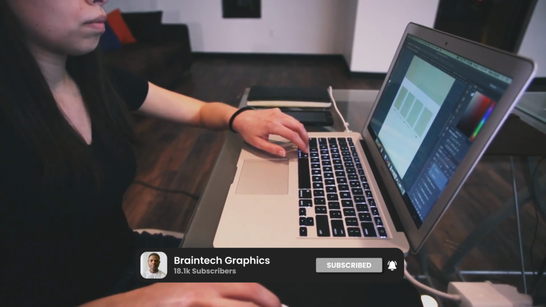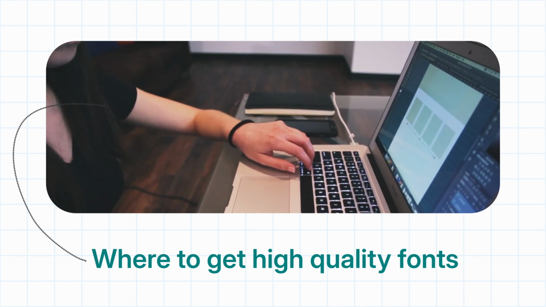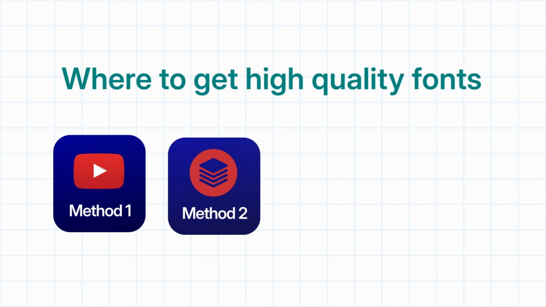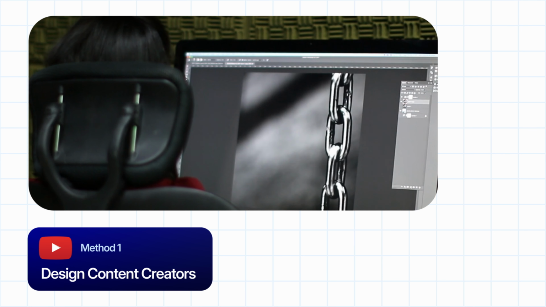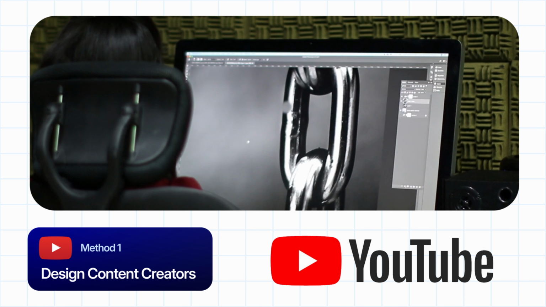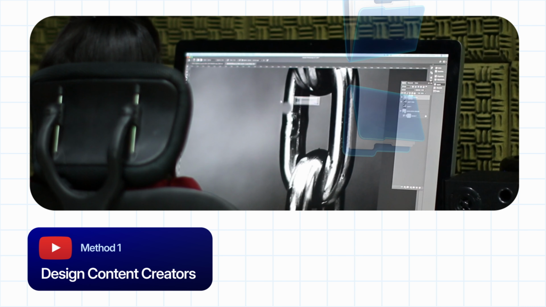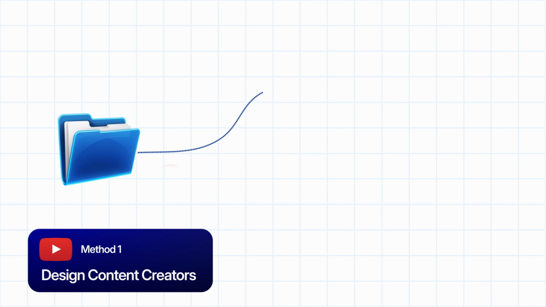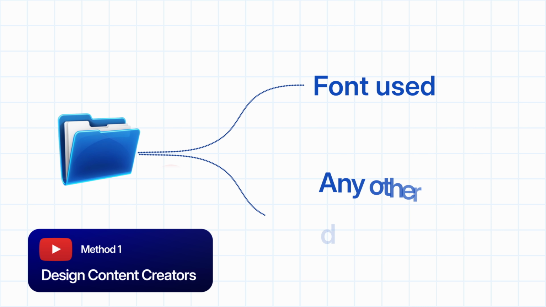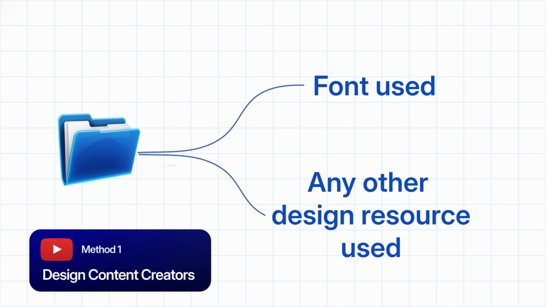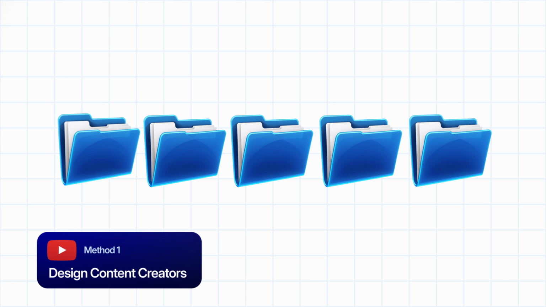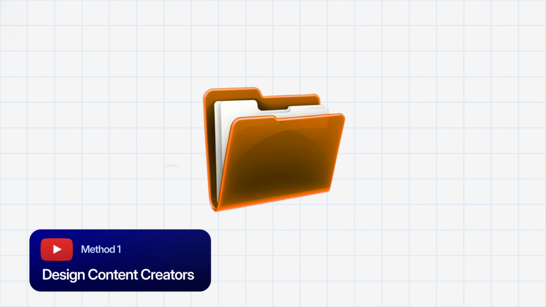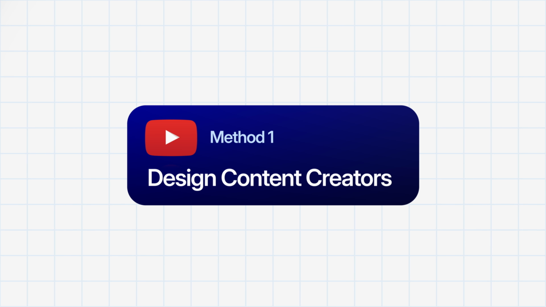Now, before you get to know how to select fonts, you need to know where to get high quality fonts. And these are the ways I use to get high quality fonts. At the early stage of my design journey, I was practicing with YouTube videos. So if I watched a tutorial, I would download the resource file, and this resource file contains the fonts and any other design resources that were used to design that particular project. I kept downloading these resource files that contain fonts, and I was saving them in a folder. This is one of the ways that you can use to get high quality fonts.